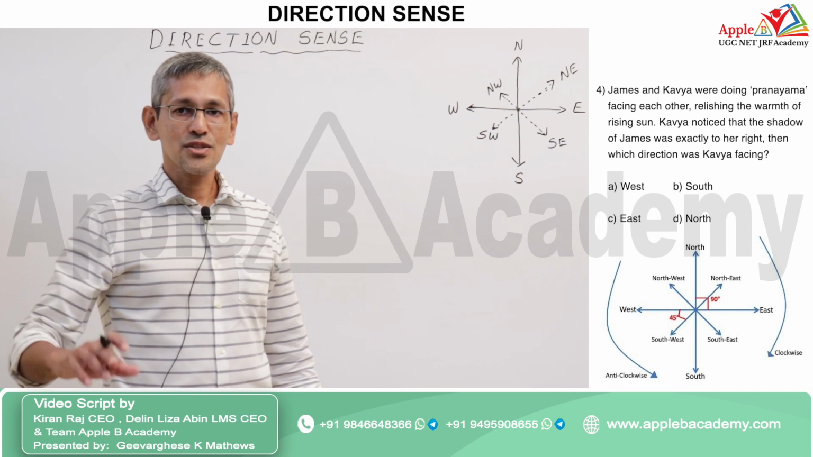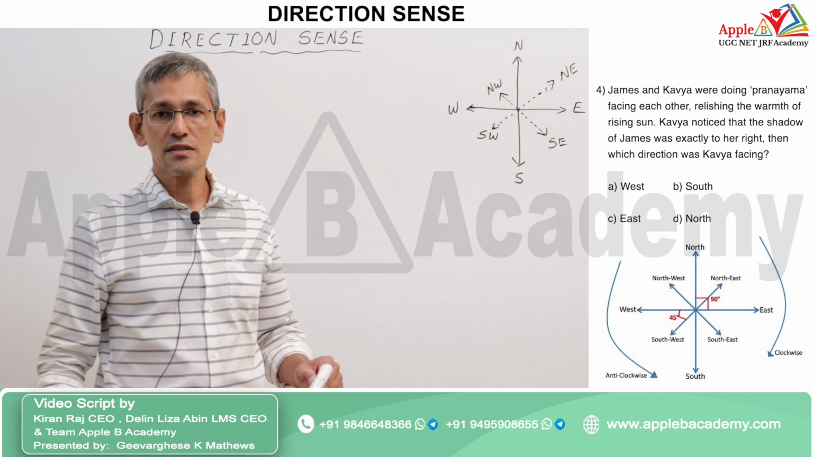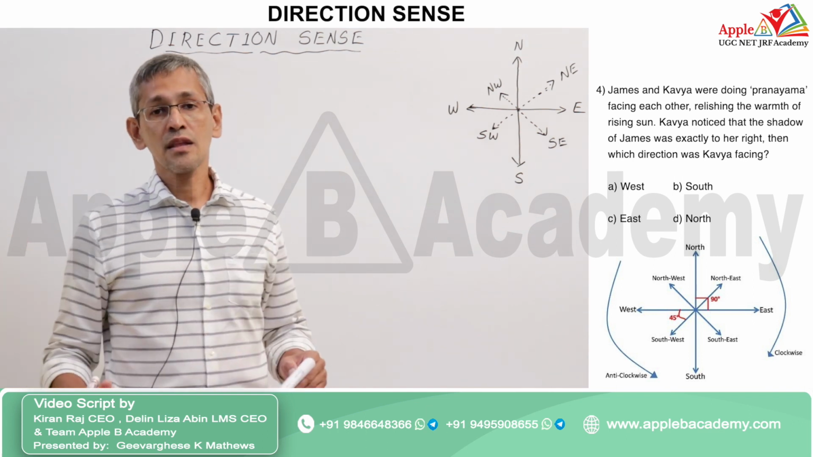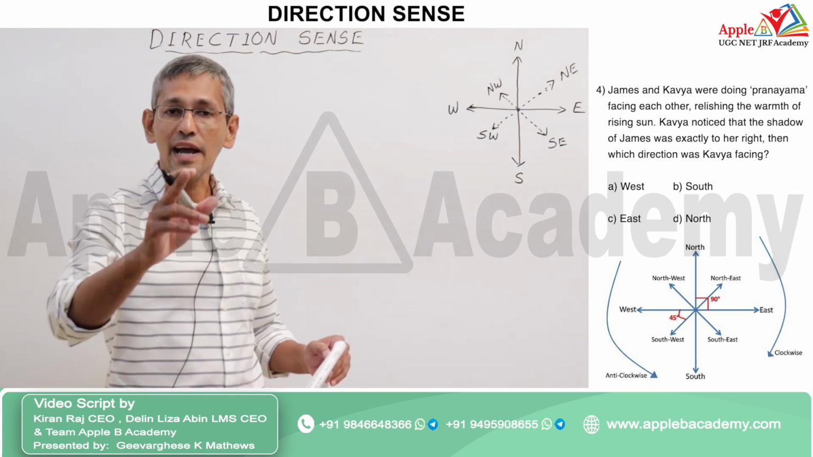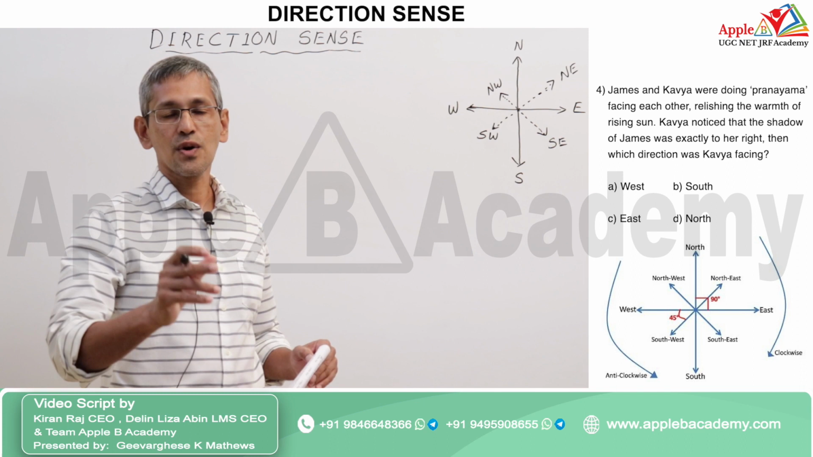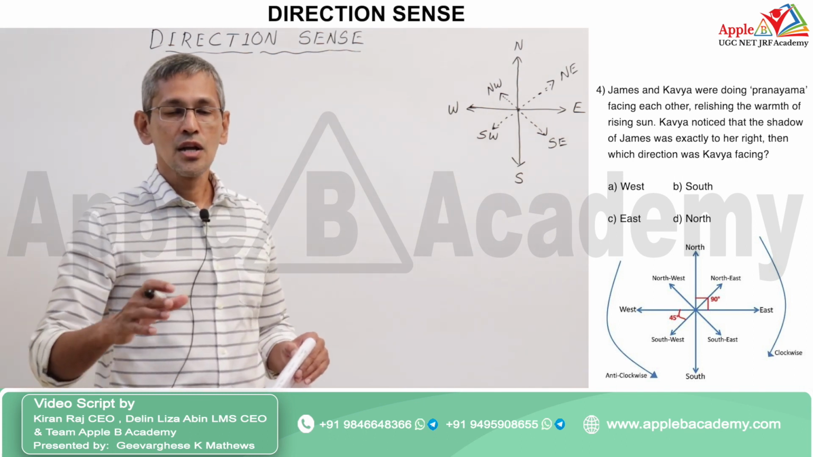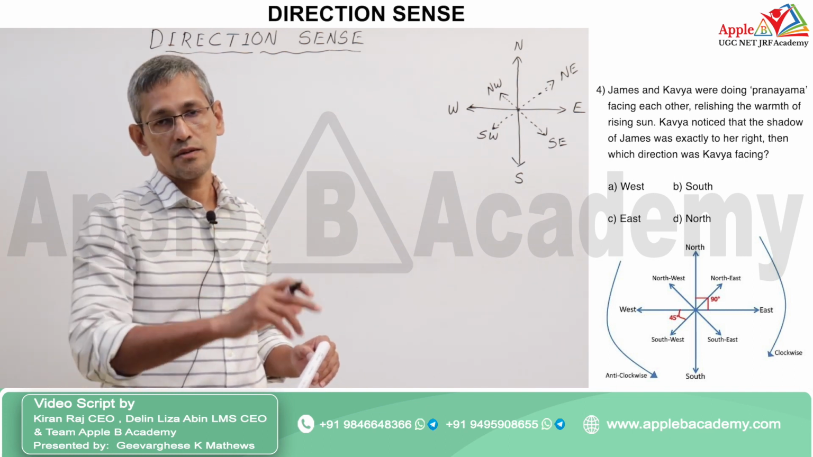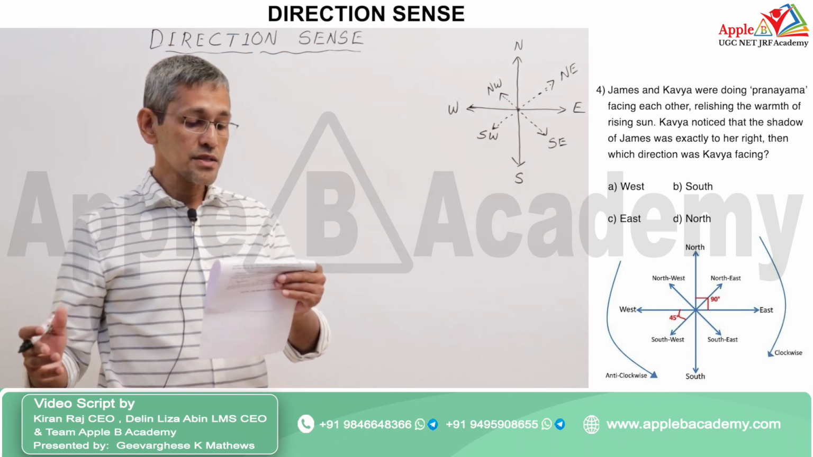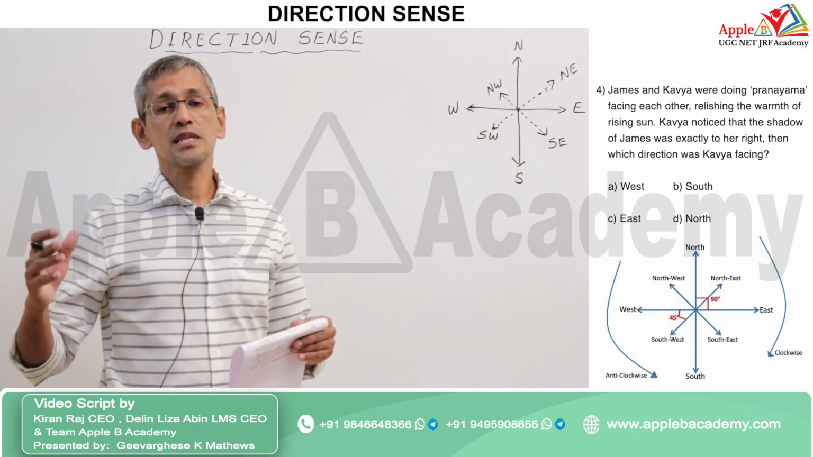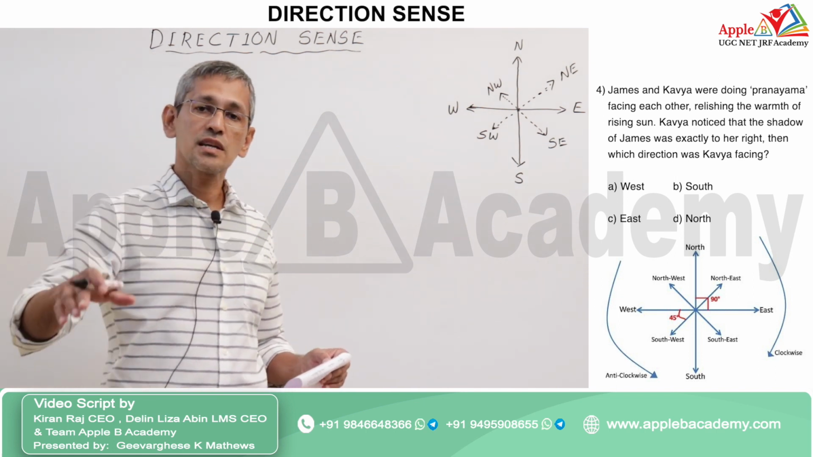That's it. Alright, so we are working on directions questions. The next question in front of us, James and Kavya are doing pranayama, releasing the warmth of the rising sun. Okay, so what time is it? The sun rises. So they are doing this pranayama in the morning. So morning session, morning time, and Kavya noticed the shadow of James was exactly to her right. So Kavya noticed the shadow of James is exactly on her right.